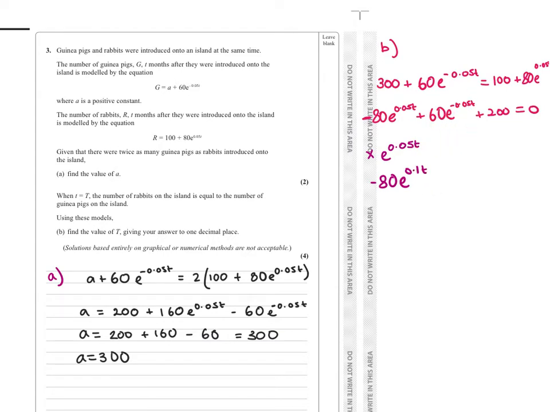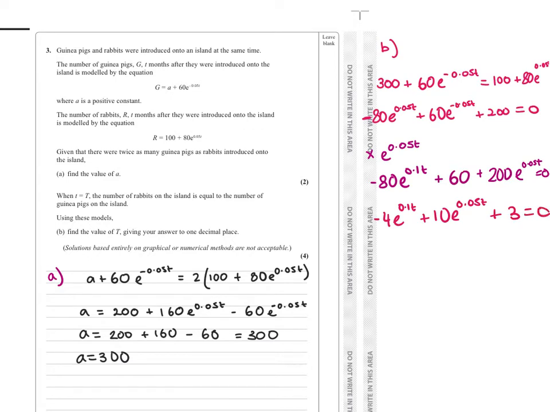e to the power of 0 is 1. So we're going to get plus 60. Then plus 200e to the 0.05t equals 0. Now you're going to notice they're all also a factor of 20, aren't they? So I could divide everything by 20 here just to make life a bit easier. So we're going to get minus 4e to the 0.1t plus 10e to the 0.05t plus 3 equals 0.